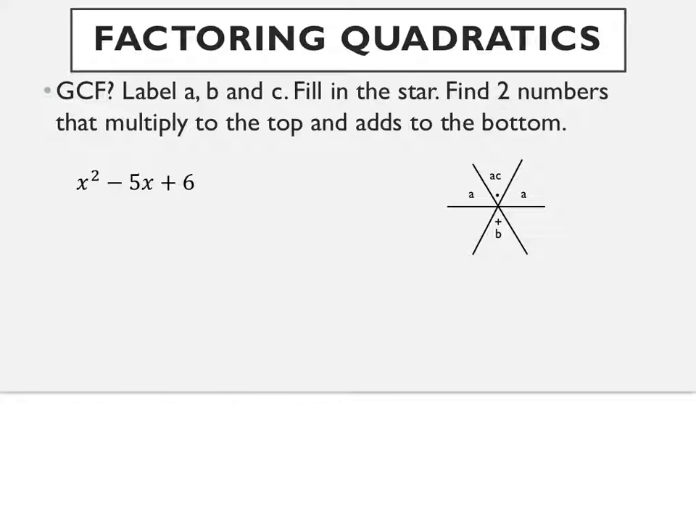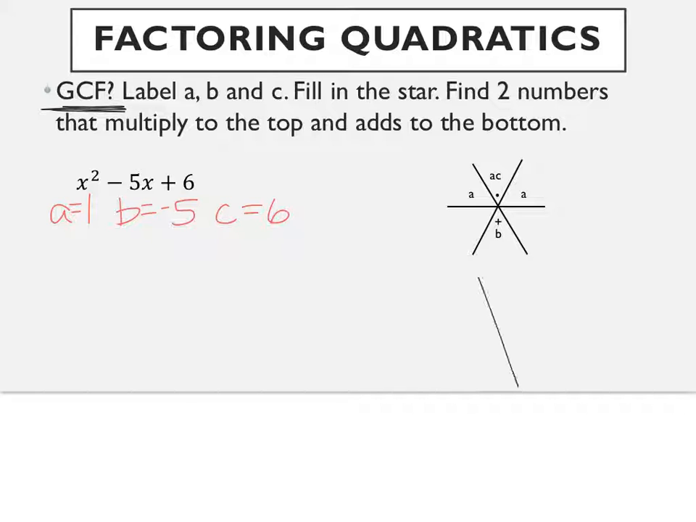All right, over here I put a reminder of what the star looks like. You put a times c on top, b on the bottom, and a on the 2 sides. This is the first problem where we're actually going to use that. Remember, you always need to look for your GCF first. 1x squared, negative 5x, and 6 have absolutely nothing in common. So I don't have a GCF, and I can go straight into labeling a, b, and c. a is the coefficient with x squared, b is the coefficient with x, and c is your constant.